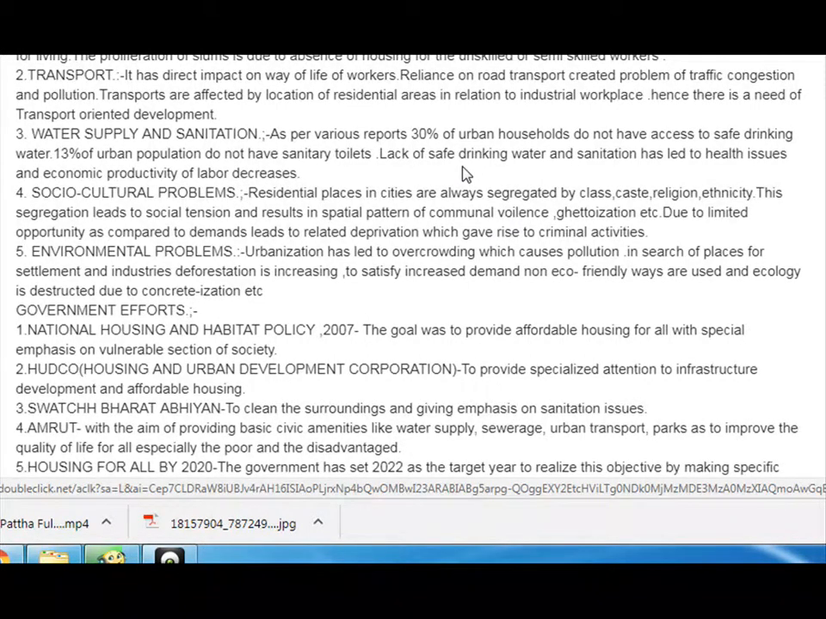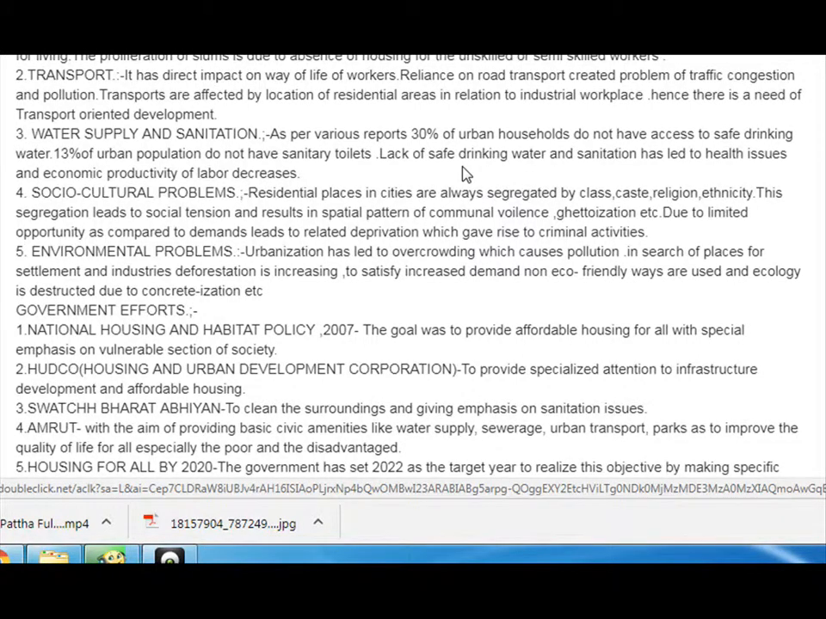4. Socio-cultural problems. Residential places in cities are always segregated by class, caste, religion, ethnicity. This segregation leads to social tension and results in spatial patterns of communal violence, ghettoization, etc. Limited opportunities as compared to demands lead to relative deprivation, which gives rise to criminal activities.